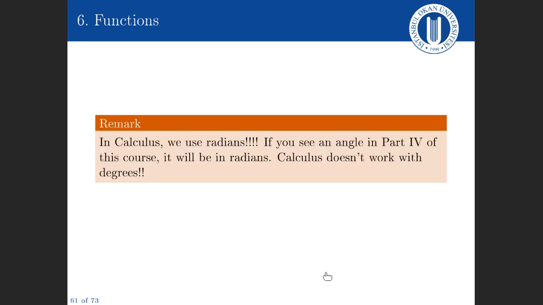Now in calculus, we have to use radians. Part 2 of this course is about geometry. In geometry, you can use whichever one you want. You can use degrees if you want, you can use radians if you want in geometry. But when we get to part 4 of this course, when we're doing calculus, we have to use radians because calculus doesn't work if we use degrees.